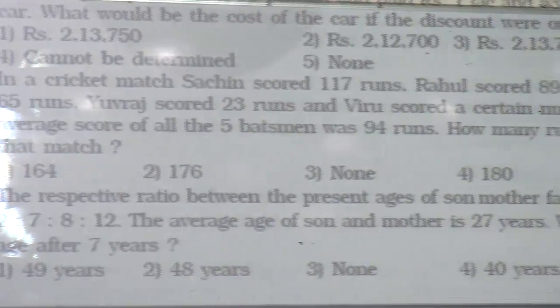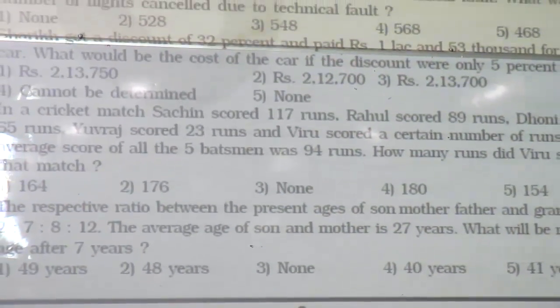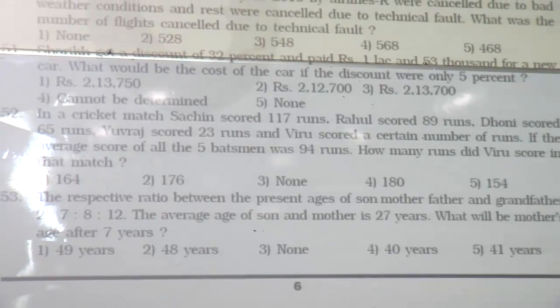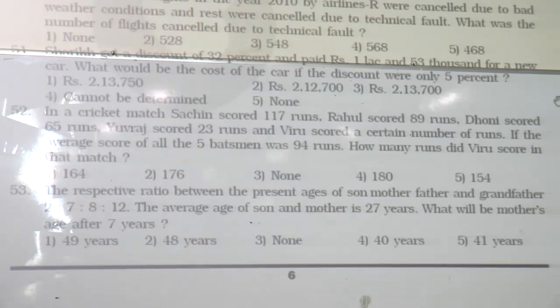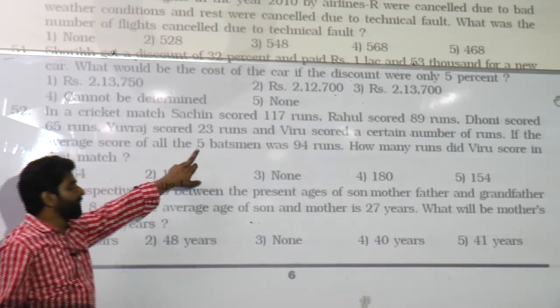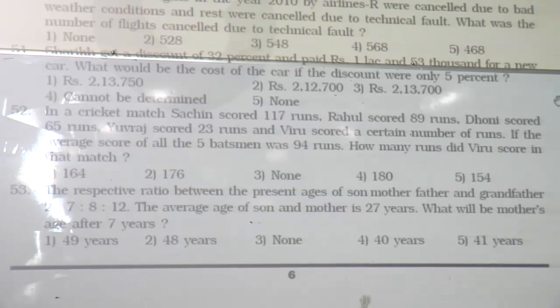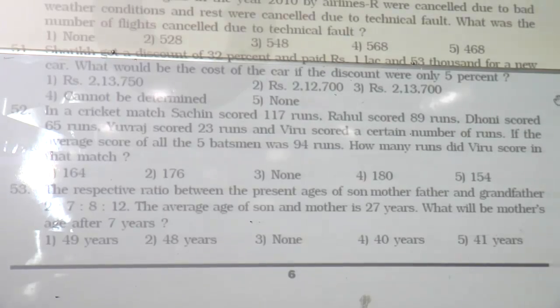Next, 52. In a cricket match, Sachin scored 117, Rahul 89, Dhoni 65, Yuvraj 23. Viru scored certain number of runs. If the average score of all the 5 batsmen was 94, how many runs did Viru score in the match? Okay. Now let's go for equality. How many persons' average is given in the question? So let's treat everyone's value as 94. You're asked about Viru, who is also scoring 94.